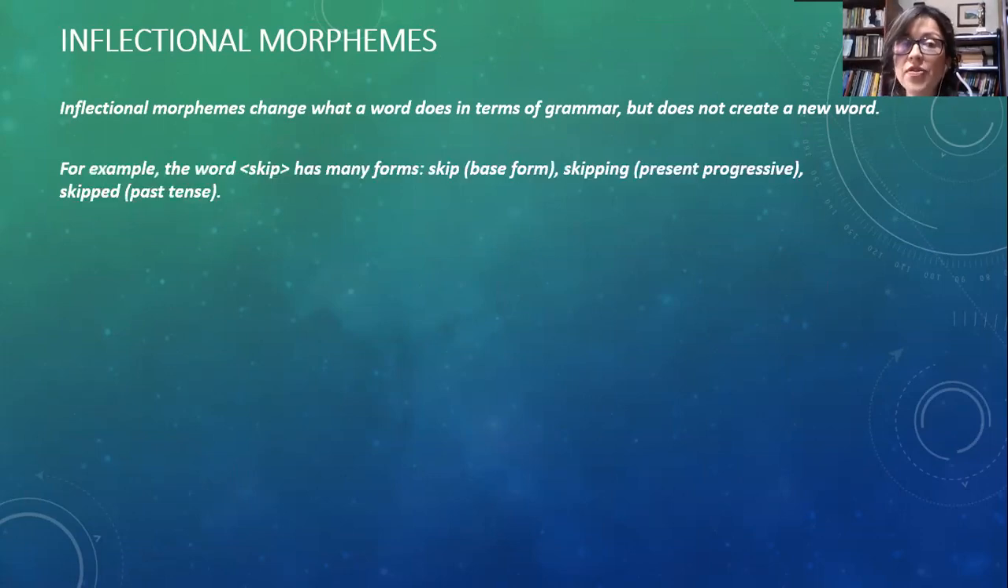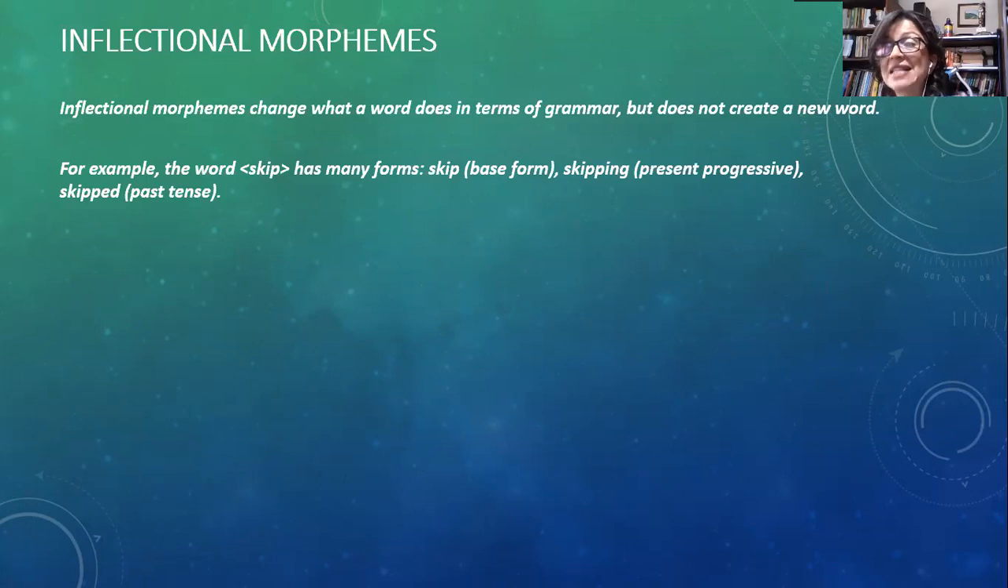For example, the word skip has many forms. Skip is the base form. Skipping, skip with a double P plus ing, is the present progressive or present continuous of the word. And skipped, you add ed and you have the past tense. The inflectional morphemes ing and ed are added to the base word skip to indicate the tense of the word.